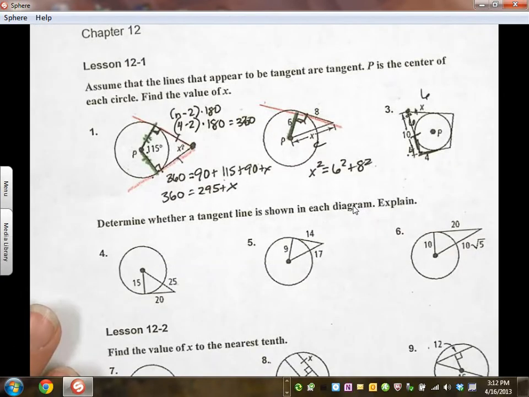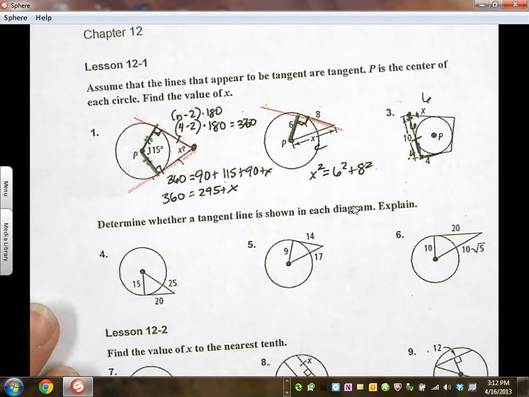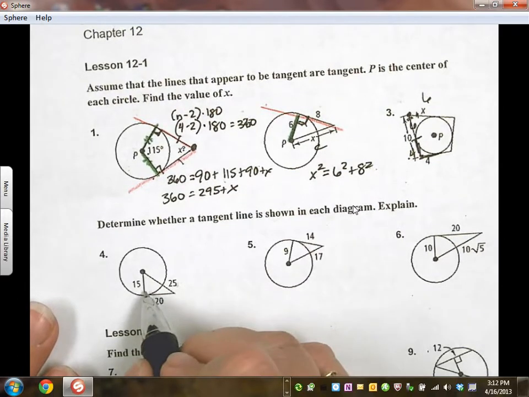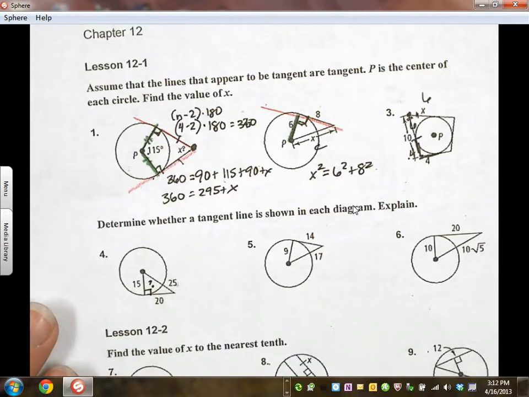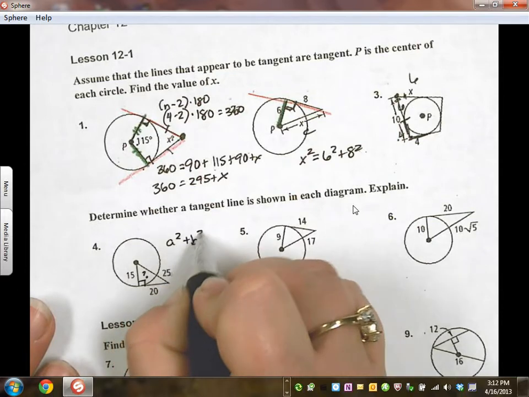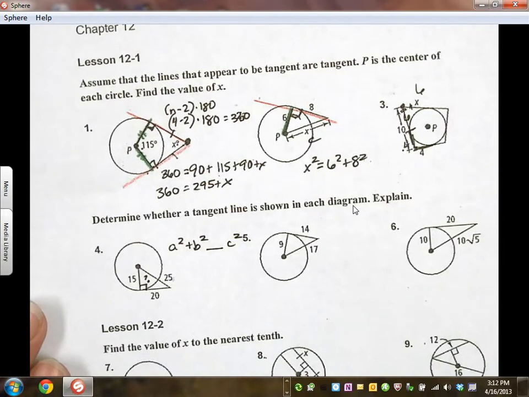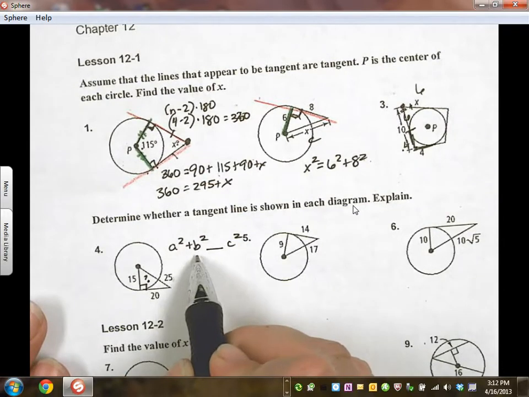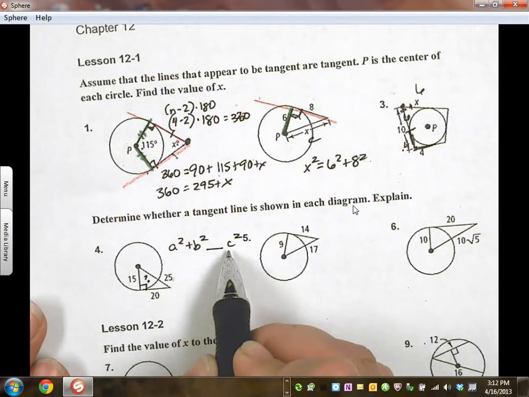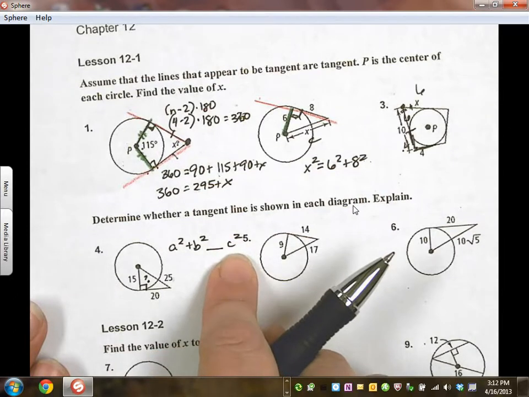Number 4, 5, and 6, they're giving you a question. They want to say, is it a tangent line here? And so I want to know, is this a right triangle? That's the question. So remember when we used to say a squared plus b squared is what to c squared? If it equals, I know it's a right triangle. If a squared plus b squared is larger, it means my c squared is small, so I have an acute triangle. If a squared plus b squared is smaller than c squared, it means I have a large hypotenuse, which means I have an obtuse triangle.